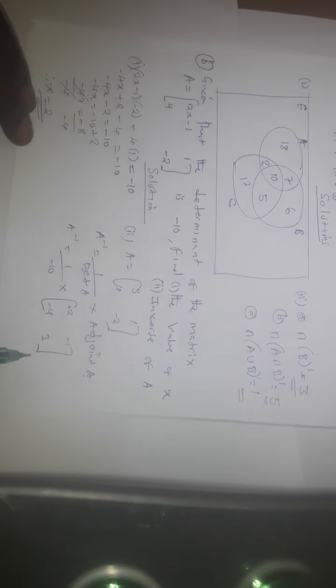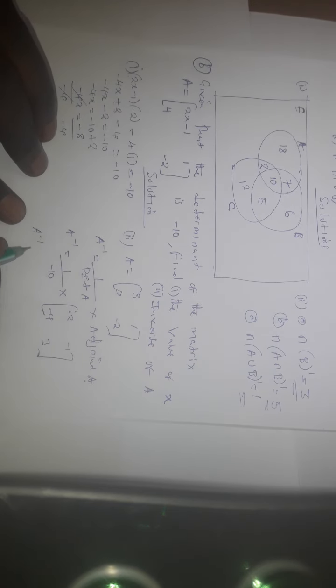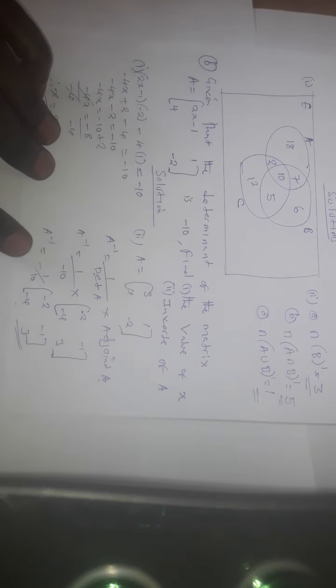So this A inverse will be equal to negative 1 over 10, multiplying the matrix with negative 2, negative 1, negative 4, and 3. That is the solution for this last part of question 4.